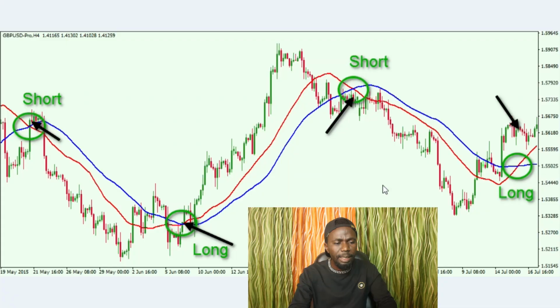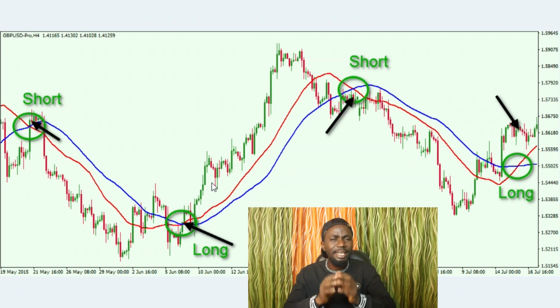So let me give you another example of what I'm talking about. Now look at this chart very well, right? This is what I'm talking about. Like I said, this strategy is very simple. What you need to understand is to be able to identify the crossover. So once you identify the crossover, you trade in the direction of the crossover, right?